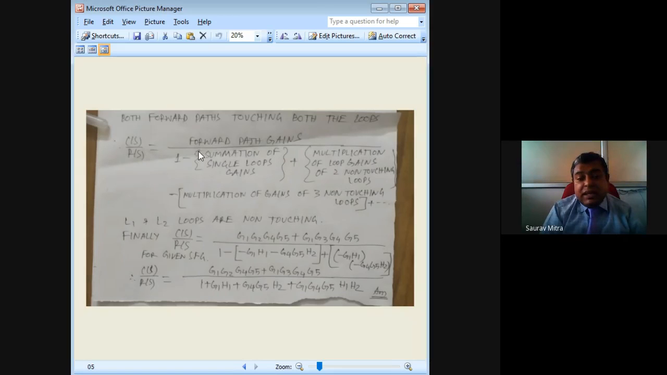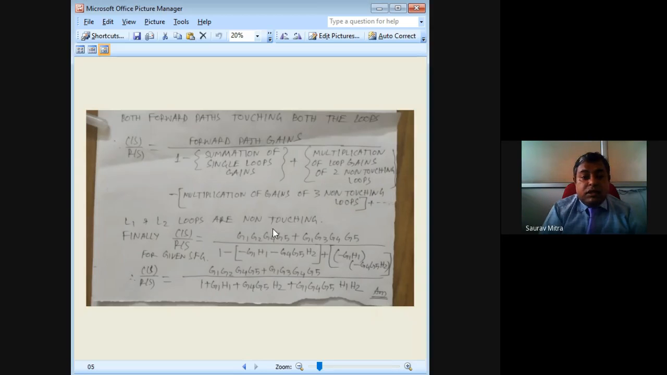So what does Mason's gain formula say? That 1 minus the summation of single loop gains plus the multiplication of loop gains of two non-touching loops. So in this case, this term exists because we find there are two loops which are non-touching. So how do I write that? Plus of minus G1 H1 multiplied by G4 G5 H2, like this.